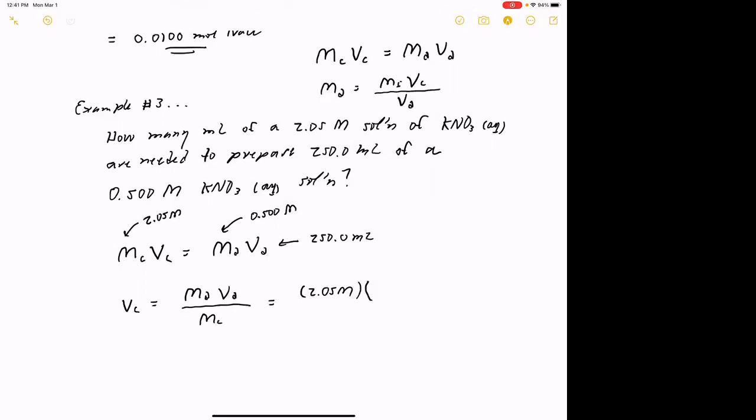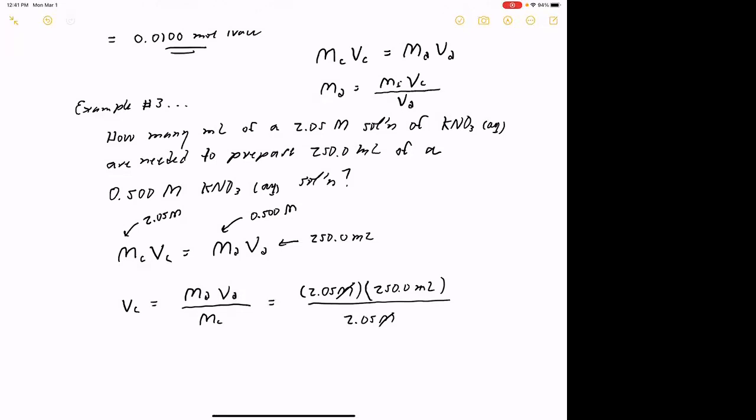The volume of the dilute is 250 mils. I'm just going to leave that as mils. So that's convenient. It's what I have, and it's also what I'm asking for in the problem, right? And then divide that by the molarity of the concentrated, which is 2.05 molar. Now notice what happens unit-wise. Molar cancels with molar, and I'm left with milliliters. Everybody see that? So that shows that I really don't have to worry about changing those units over.